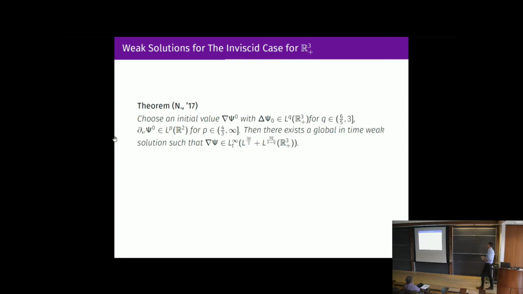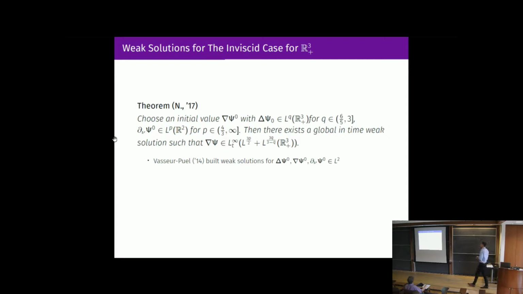All right, so let's move then to the inviscid case. The inviscid model in the upper half space, so no dissipation on the right-hand side there. And this is a theorem for the global existence of weak solutions. What it says is that if I specify an initial vorticity and Neumann condition, then I have a global in time weak solution where the gradient of psi stays uniformly bounded in the Lebesgue space that I would get by simply solving the elliptic problem with data in those Lebesgue spaces.